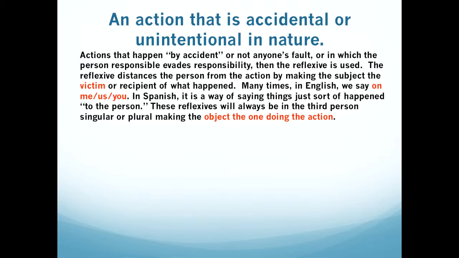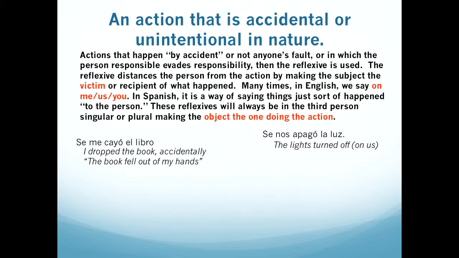So there's going to be the indirect object, to whom. These reflexives will always be in the third person singular or plural, making the object the one doing the action, or the accident the one doing the action. Take a look at some examples. Se me cayó el libro. I dropped the book accidentally. The book fell out of my hands, literally. Se cayó is the reflexive. El libro is the subject, the book. I'm the victim, me.